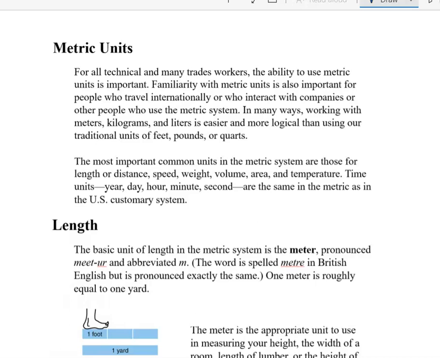For all technical and many trade workers, the ability to use metric units is important. Familiarity with metric units is also important for people who travel internationally or who interact with companies or other people who use the metric system.